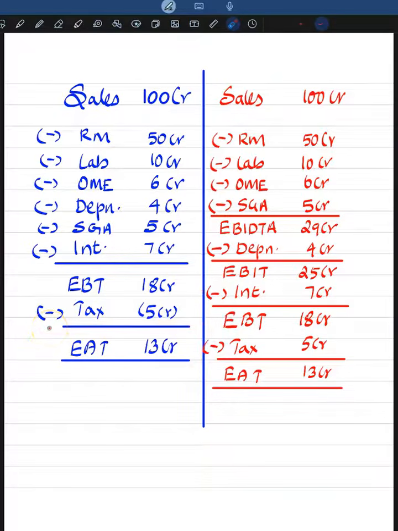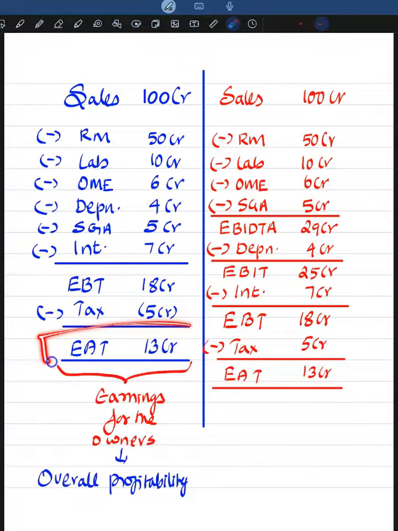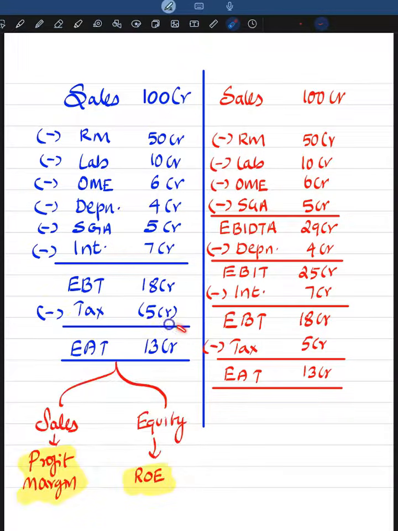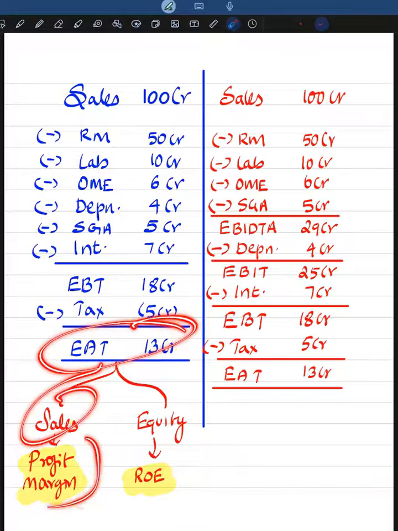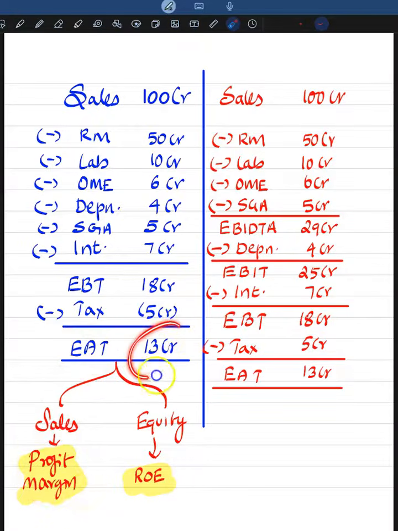So now comes the comparison between the EBITDA and net profit, that is earnings after tax. This earnings after tax is the earnings for the owners. This is the profit which is arrived after deducting all the expenses. So it communicates the overall profitability of the business. If you compare this with sales, you will get the profit margin. If you compare this profit with the money invested by the owners, you get the return on equity. So this is the ultimate performance measurement indicator.